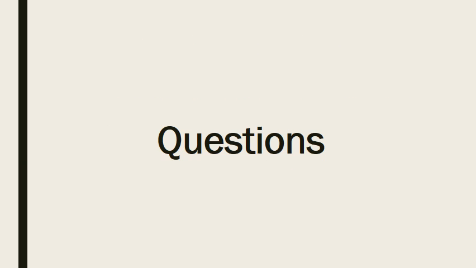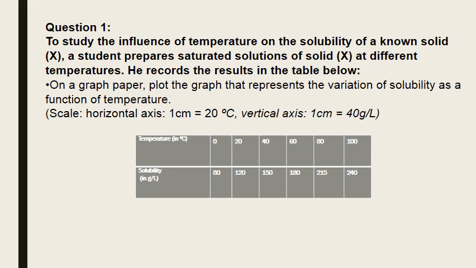Now we will do the questions in the exam review. Question 1. To study the influence of temperature on the solubility of a known solid, a student prepares saturated solutions of solid X at different temperatures. He records the results in the table below. So on a graph paper, we have to plot the graph that represents the variation of solubility as a function of temperature. The axis is given. Every 1 centimeter is 20 degrees, and every 1 centimeter is 40 grams per liter.